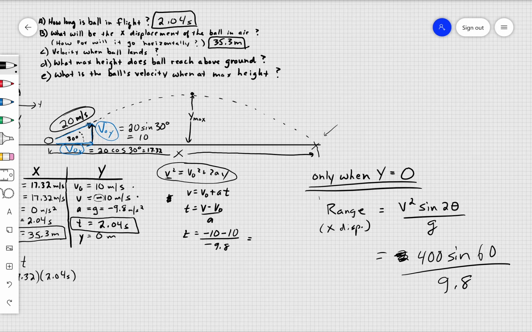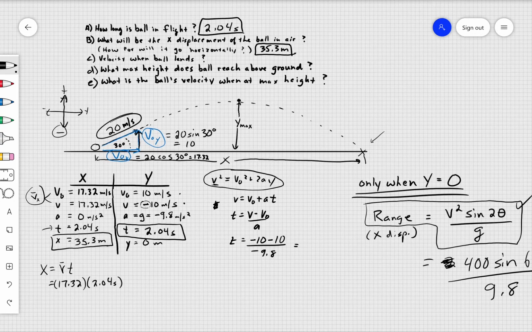So this equation is useful if you are asked a question on the exam and you want to know only the range and you need to find out what it is quickly and you don't have time to set up the entire thing and solve for all these other variables. This is a good way to get your range rapidly.